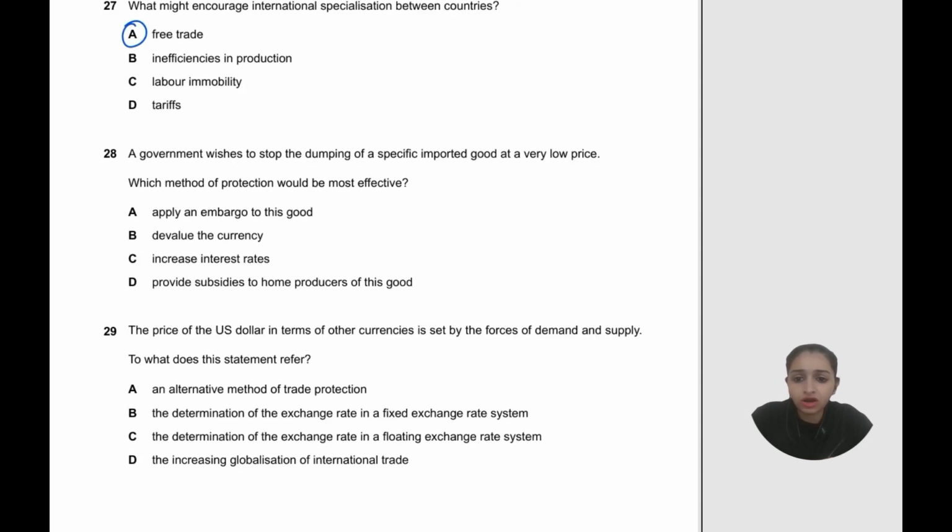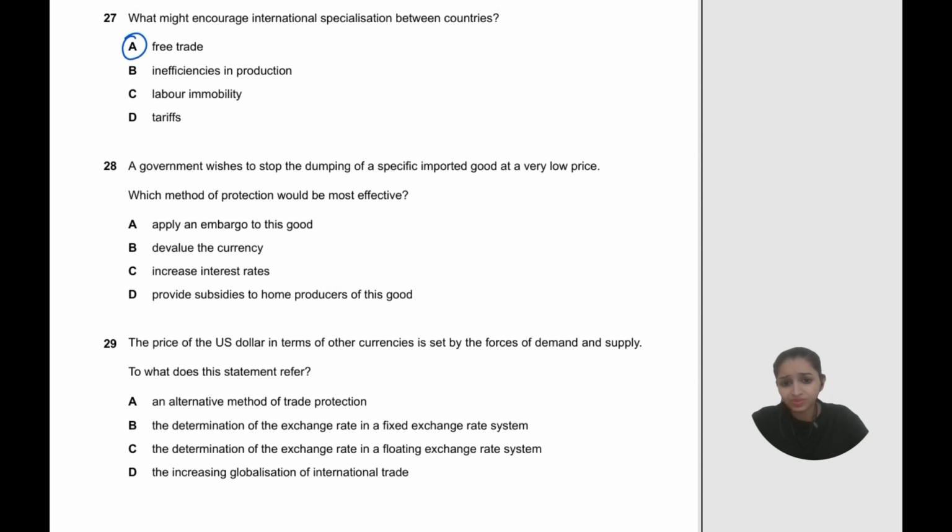Then comes, a government wishes to stop dumping of a specific imported good at a very low price. Which method of protection would be most effective? Now, let's look at this. If it applies an embargo on this good, yes, straight away they can stop this dumping activity at once.